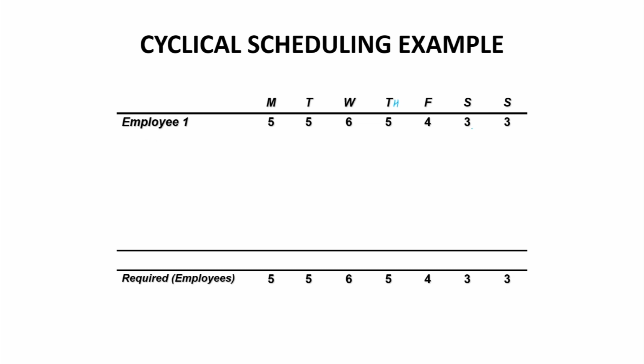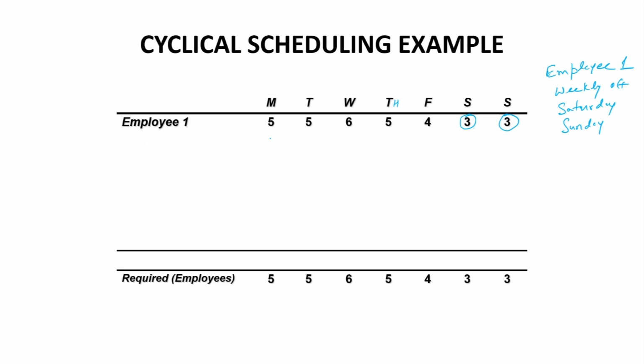These are the 2 consecutive days when the requirement is minimum. So, I will assign the weekly off to them. Employee 1 will have a weekly off on Saturday and Sunday. Okay. Once we have assigned this, now what is left?